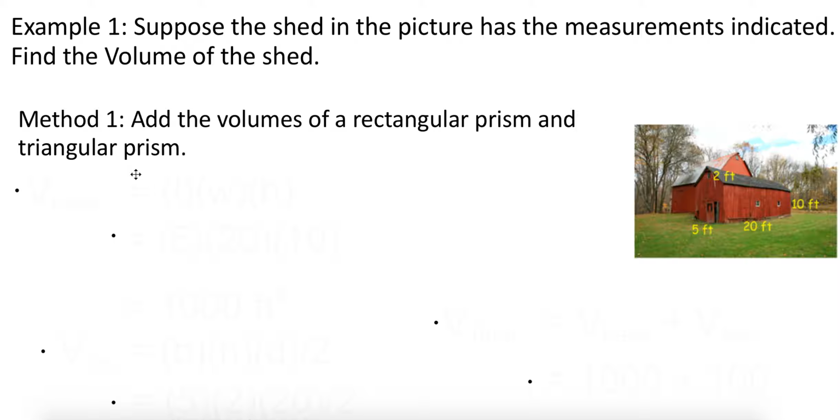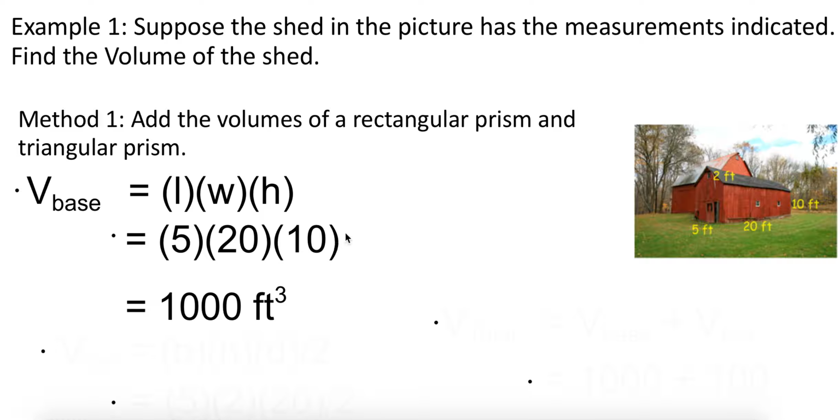If we were to look at the base here, the base is length times width times height. It's 5 times 20 times 10. So we've got 5 on our length, 20 on our width, 10 on our height. None of these actually matter which one is which, okay? Because we're multiplying them all together, however you put it together, you should get 1,000.